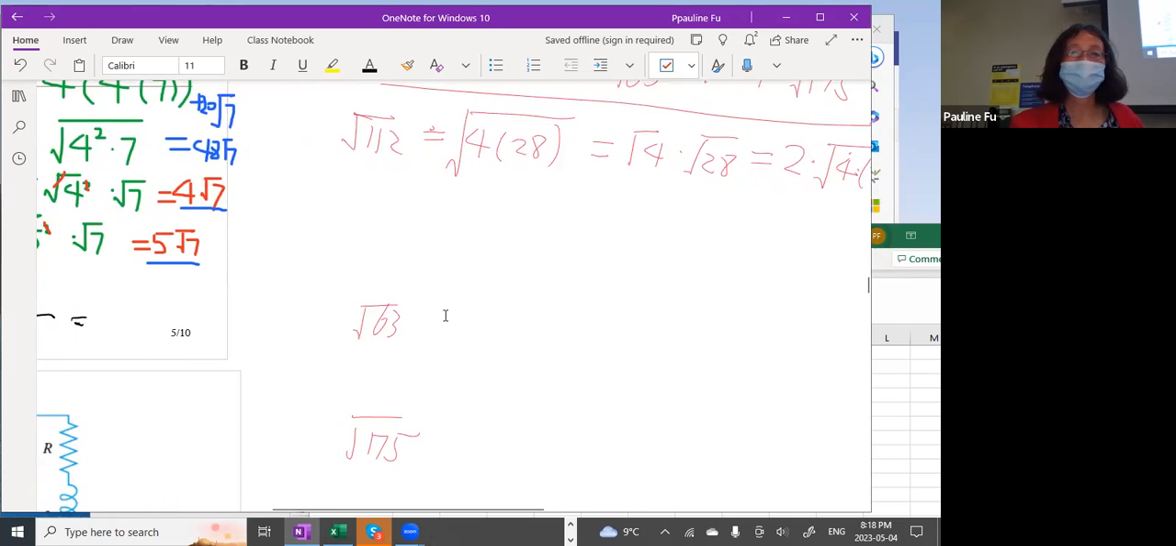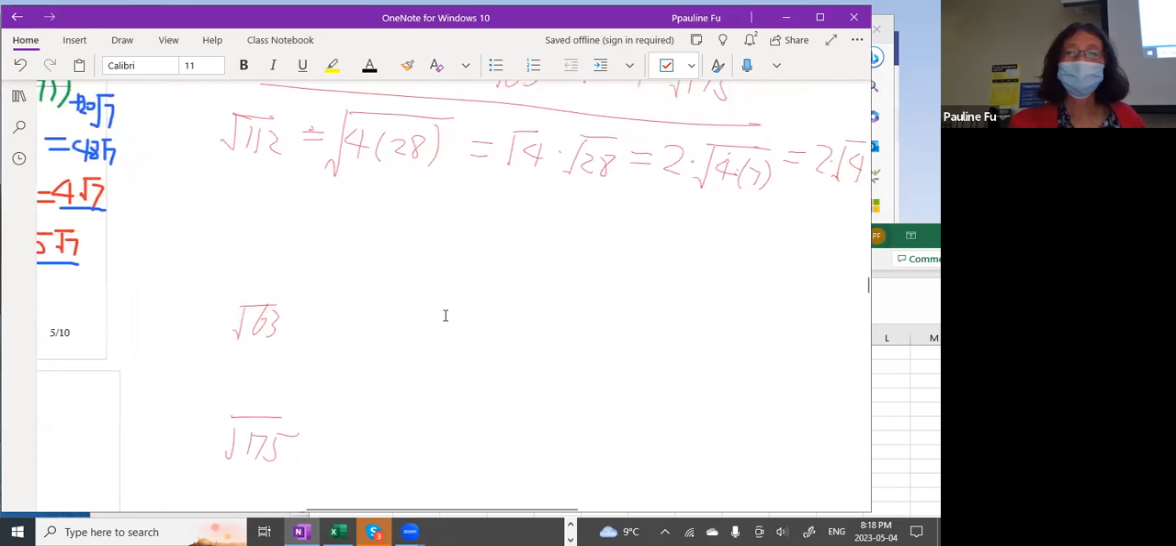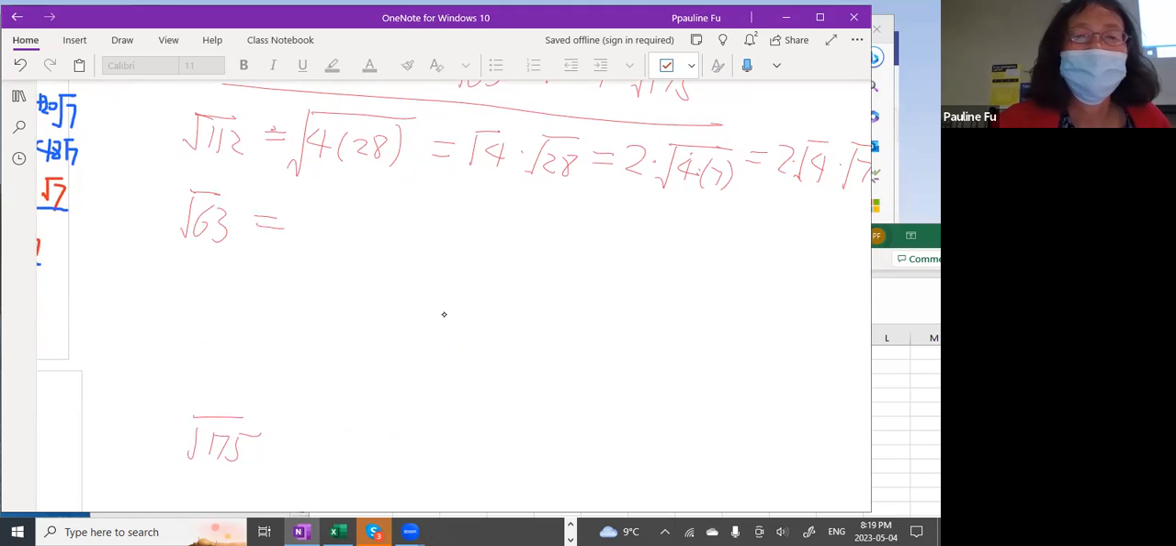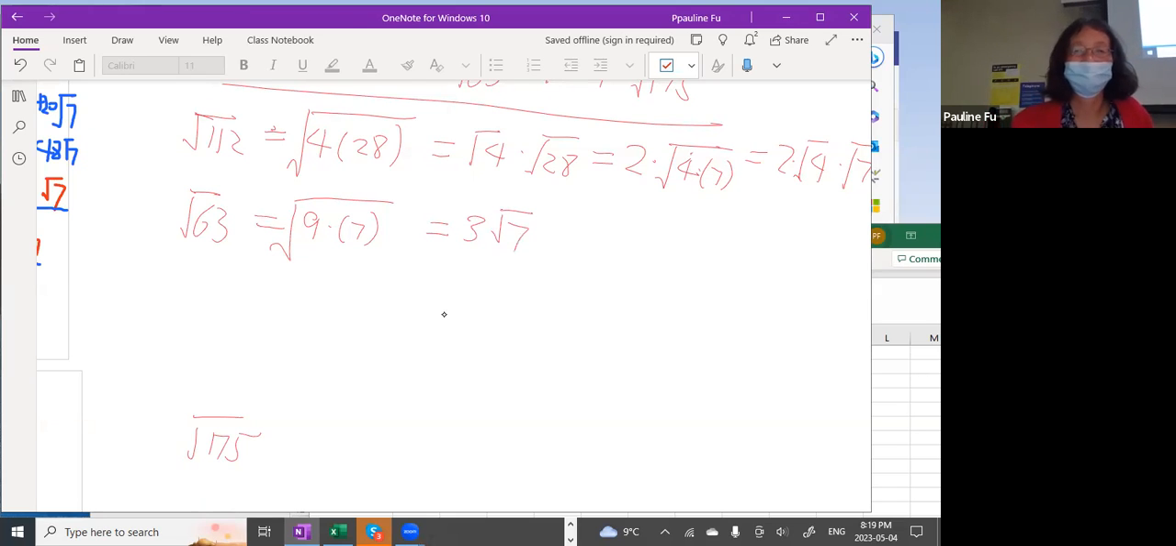Square root of 7. Okay. Next, I simplify square root of 63. So it is 7 times 9. 7 times 9 is 63. And square root of 9 is 3. Is that right? Please stop me. Please ask questions.